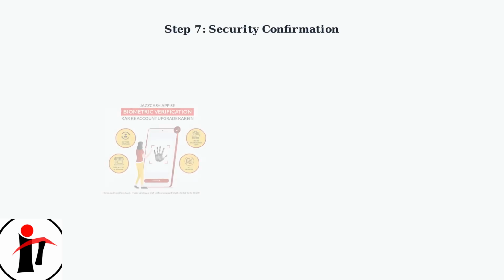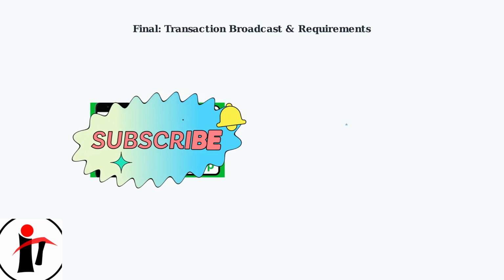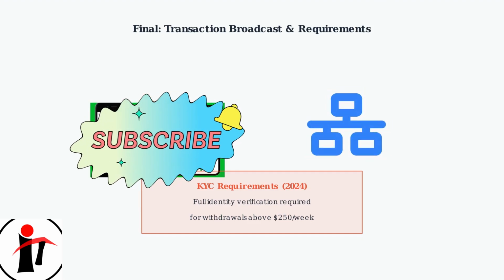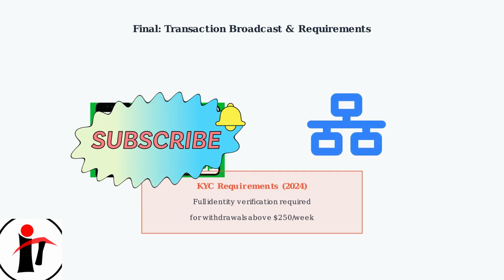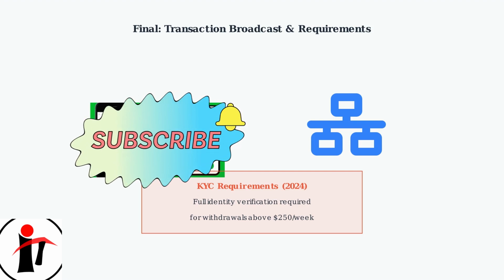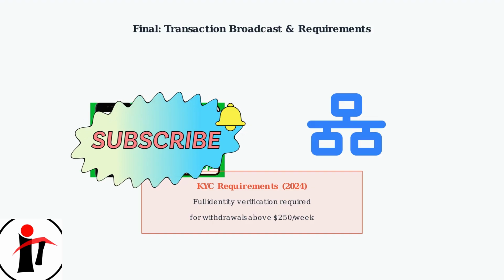Cash App has enhanced security features as of late 2024, including multi-factor authentication and biometric verification. Confirm your transaction using your PIN, Touch ID, or Face ID to authorize the withdrawal. Once confirmed, your transaction will be broadcast to the Bitcoin network. Keep in mind that Cash App requires full identity verification for Bitcoin withdrawals above $250 per week due to strengthened Know Your Customer requirements implemented in 2024.